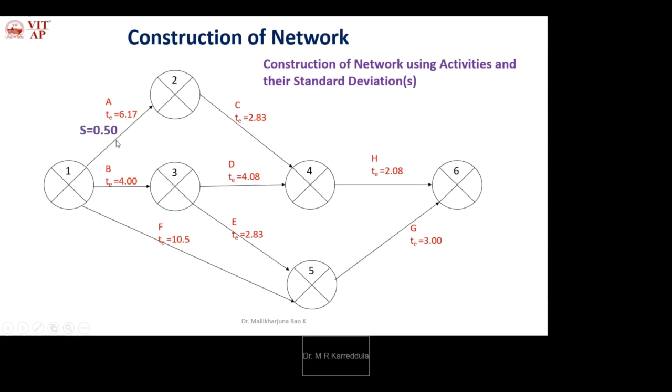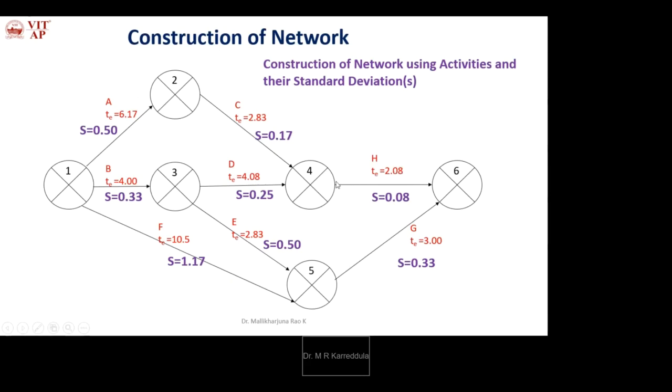Standard deviation of A is 0.5, B is 0.33, C is 0.17, D is 0.25, E is 0.5, F is 1.17, G is 0.33, H is 0.08. So the standard deviations are also represented. Steps 1, 2, 3 are completed. We calculated expected duration, standard deviation, and constructed a network.